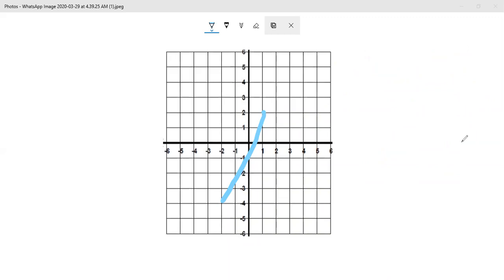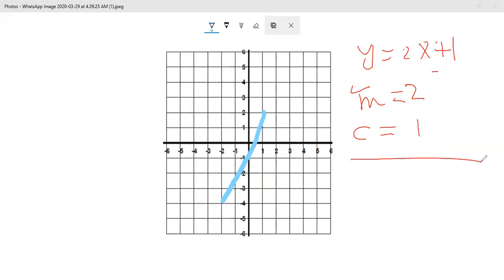Yes, mister. The first question said y equals 2x plus 1. Isra, can you find M equals what and C equals what? M is the gradient and C is the y-intercept. M equals 2. And C equals positive 1. I think it's not hard to find M and C, that's right? Anyone can solve? You can solve with me.